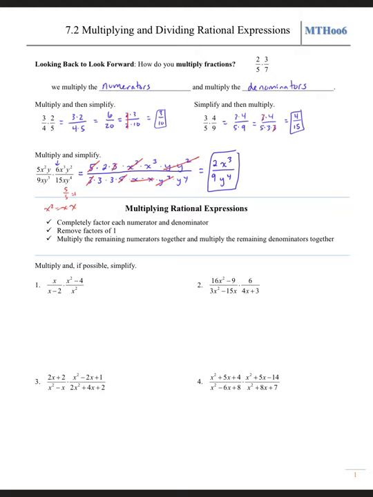All right, we're going to keep following the same process, but now we're going to be having more polynomials with more things to factor and to simplify.